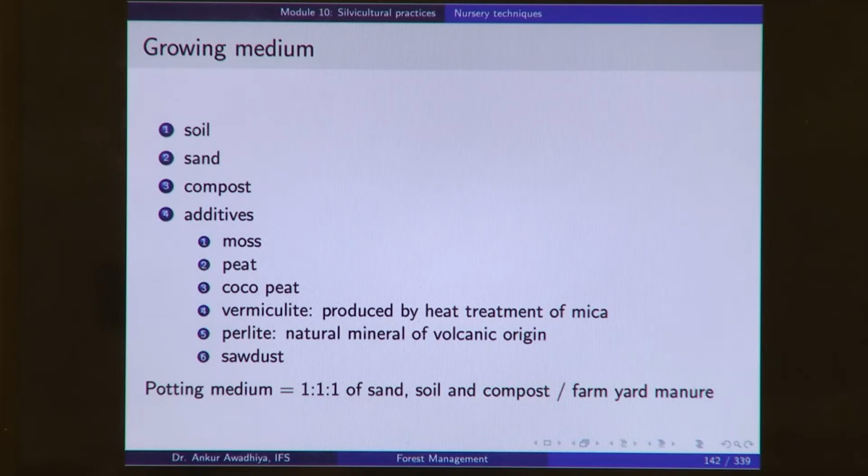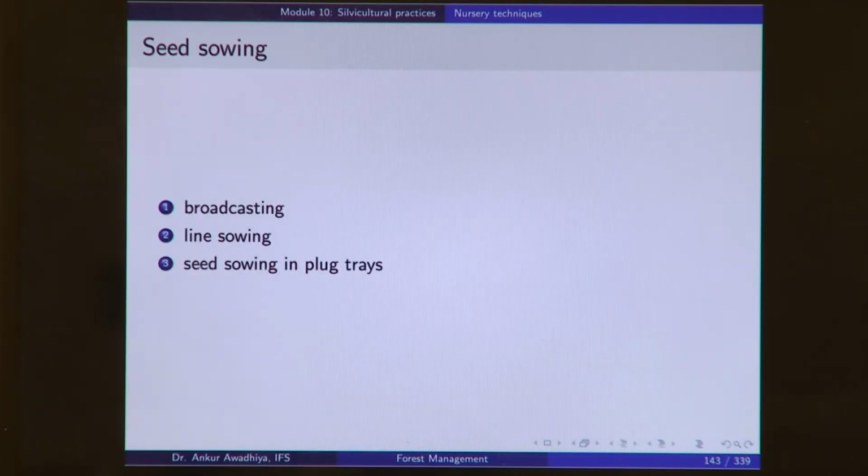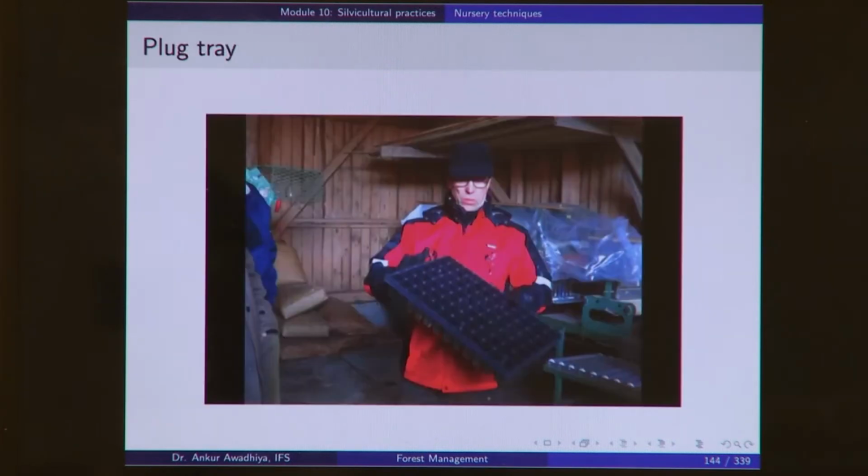We also make a potting medium, which is a 1:1:1 mixture of sand, soil and compost or farmyard manure. Seed sowing can be done through broadcasting, in which the seeds are just thrown over the soil, or we can go with line sowing or seed sowing in plug trays. So, this is a plug tray. The best thing about a plug tray is that it is a standardized medium, and so it is very easy to automate the sowing of seeds through machines.